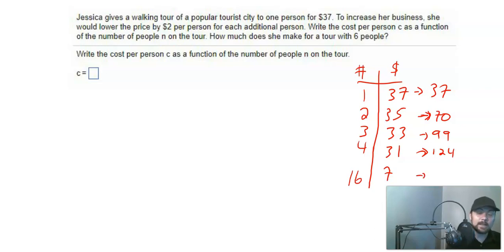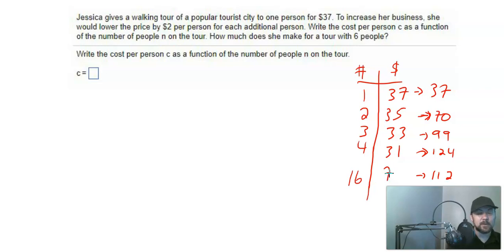So each person would only be paying $7. Now, in that case, maybe that's still a good deal. Let's see. So 16 times 7, how much is that? 42. That's only 112, right? So think about that. Jessica would make more money if only 4 people take the tour versus if 16 people take the tour, right? She actually ends up losing money if she has 16 people on the tour than if she limited it to just 4 people, right? And it gets even more extreme.